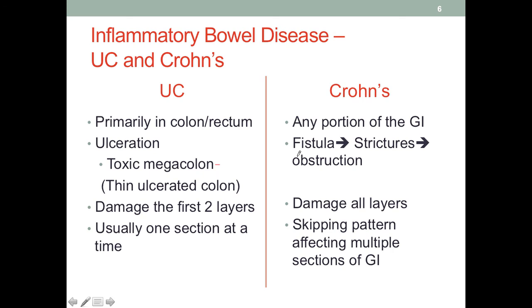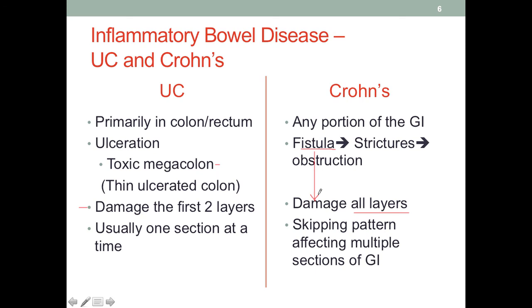Now remember that there are the 4 layers of the wall of the GI tract, and in UC we usually see damage to the first 2 layers starting from the lumen side. So that would be damage to the mucosa and submucosa. In Crohn's disease, the damage could affect all of the layers. And remember that we have the fistula, and that could penetrate the whole wall and cause leakage into the intestinal contents.